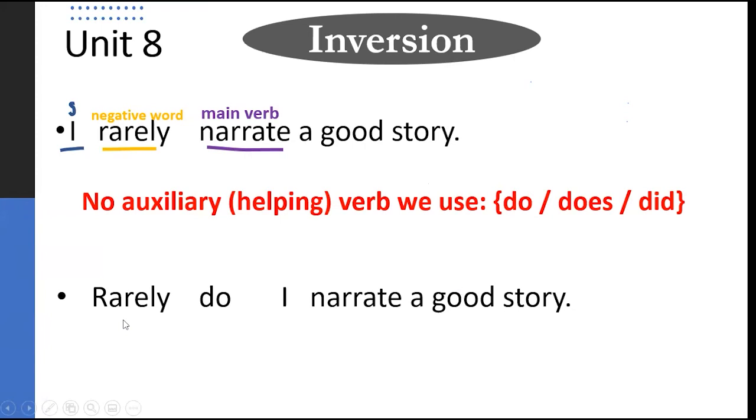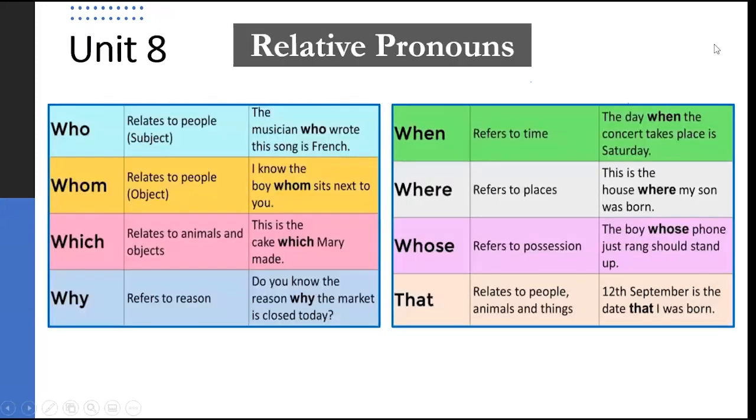Then I apply it to my form when I convert the sentence to inversion. I start with the negative word, or inverted word, rarely, then I put the auxiliary verb do, then the subject: rarely do I, and then the verb, narrate a good story. Okay, so this is what we do when we do not have an auxiliary verb. If we don't have an auxiliary verb, we use do, does, or did.